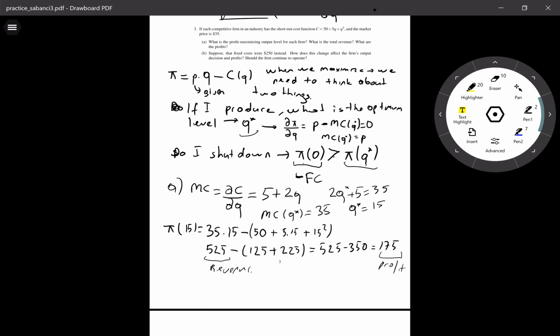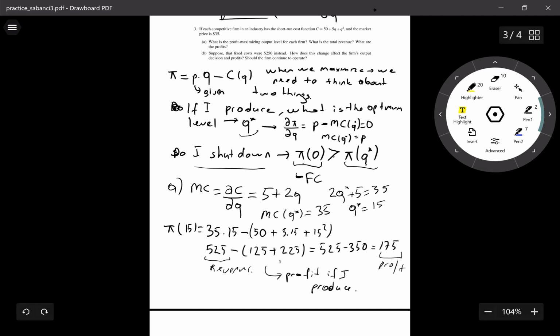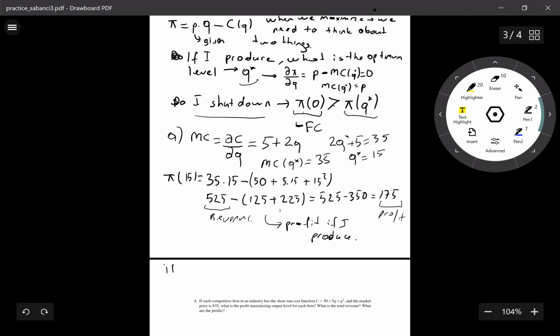Let me ask you, what we have found here is the profit if I produce. Then I haven't checked the shutdown decision. Do I need to worry about the shutdown? Do I need to shut down the firm here? If I shut down, my profit is minus fixed cost, which is minus 50.